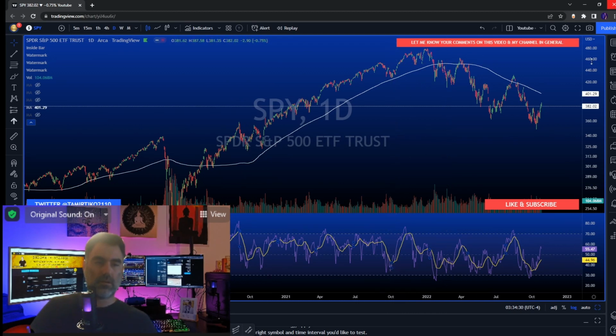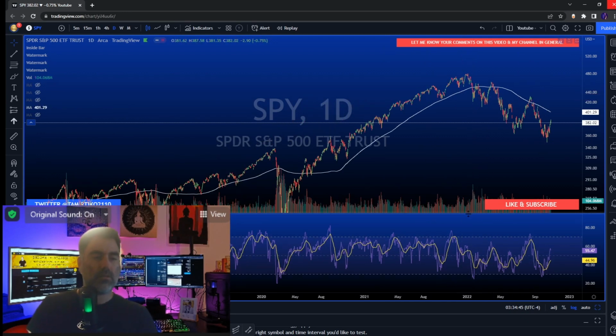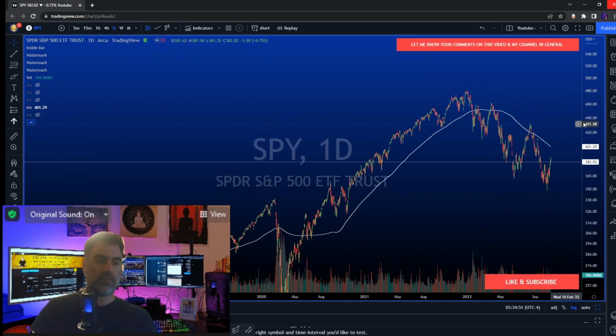Also, here it's oversold, and here it's oversold, and here it's oversold, but still price keeps going down. So the RSI does not give me what I'm looking for, so I don't use it.